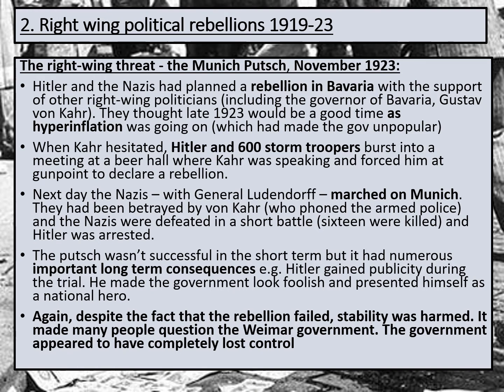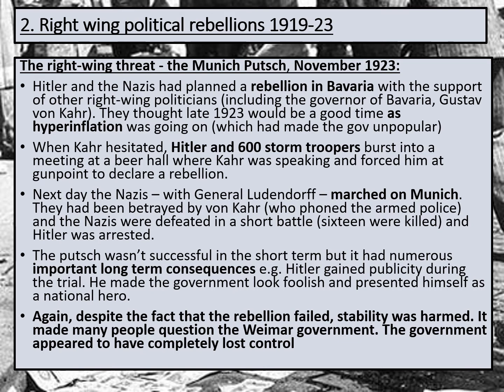They were very unpopular. So despite the fact that, by this point, the new currency had been introduced and things were beginning to recover, people hadn't forgiven the government. People had memories of what it was like just a few short months before. But also, any money that had been lost in hyperinflation stayed lost. People had really, really lost out. And so Hitler believed that the time was right to take over. However, despite the fact that von Kahr had agreed to help Hitler and help lead the rebellion, he hesitated.